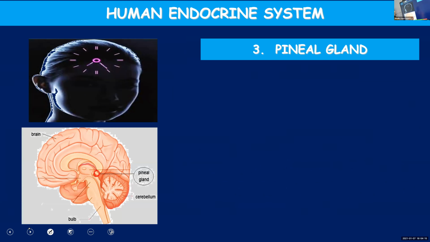Next, the third one, pineal gland. We completed hypothalamus and pituitary, so moving on to the third one. It is located on the dorsal side. You can see in the picture, inside the red circle, the pineal gland on the dorsal side of the forebrain. So the pineal gland is found on the dorsal side of the forebrain.